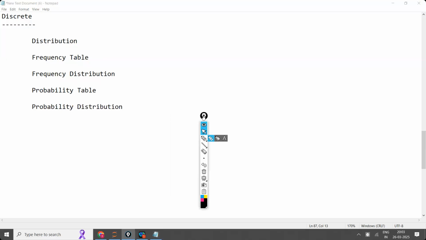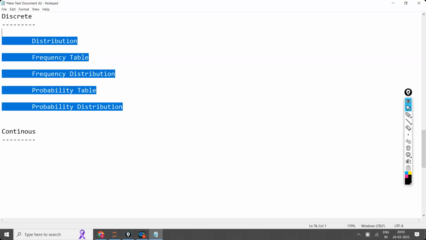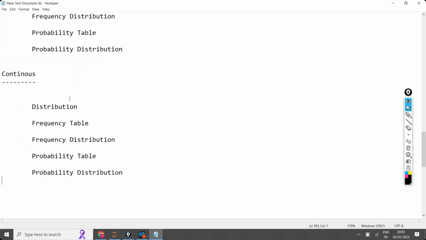Now let us apply the same thing on the continuous variable: distribution, frequency table, frequency distribution, probability table, probability distribution. Let us apply the same thing on the continuous variable now. If you are having any question, please ask before moving on to the continuous variable. For continuous variable also, I am applying the same logic as it is like this.